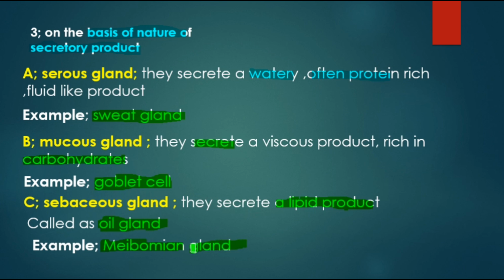So this is overall about the glands and their different types. I hope you understood the lecture very well.